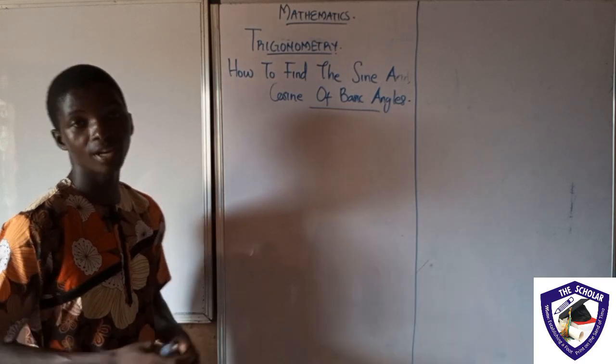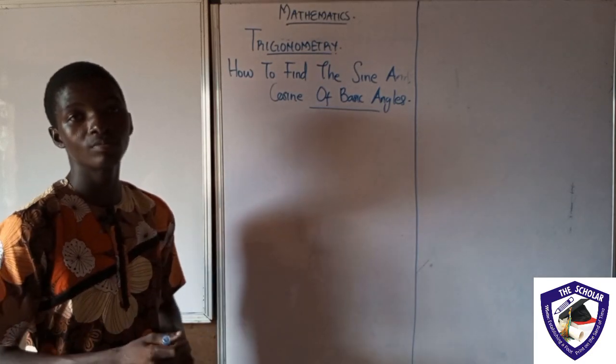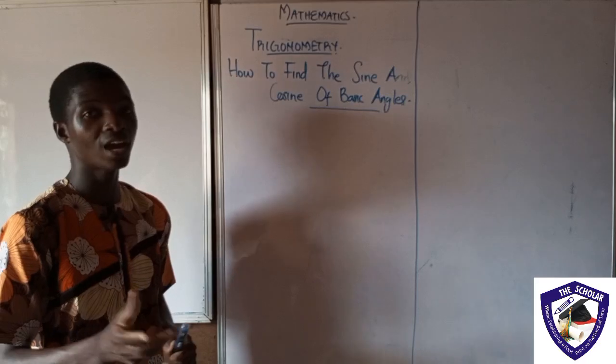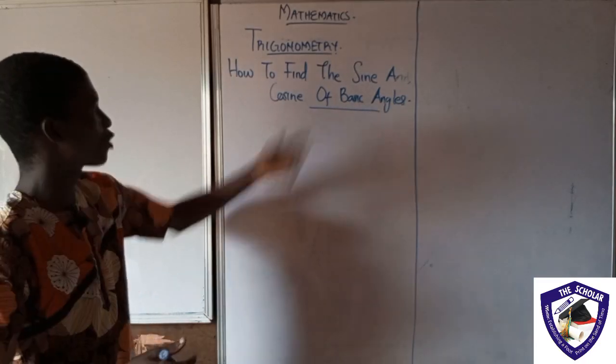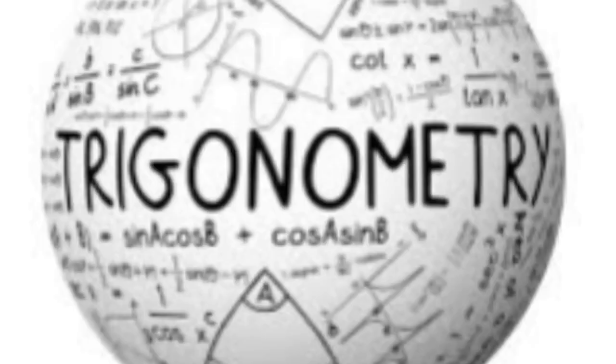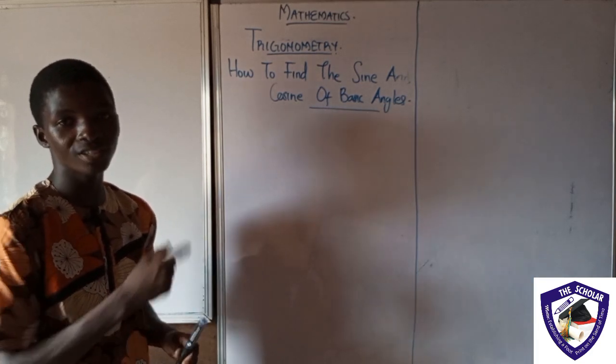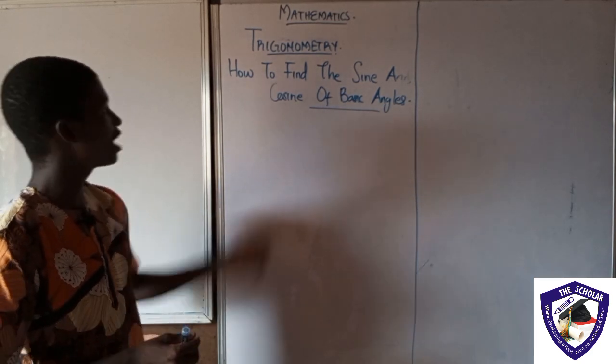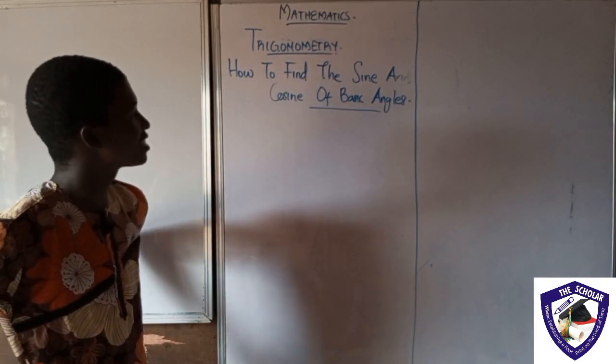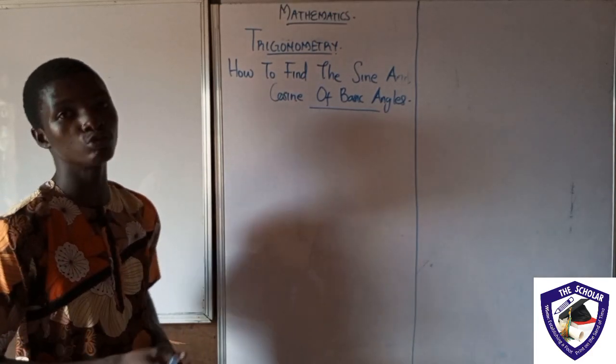Hi, welcome to the Scholar online class. My name is Abiola Daniel. So I'll be taking us to mathematics today. And today I have a very big topic for us, which is trigonometry. Actually, we are doing a little summary and introducing ourselves to a shortcut in trigonometry. I have the subtopic: how to find the sine and cosine of basic angles.